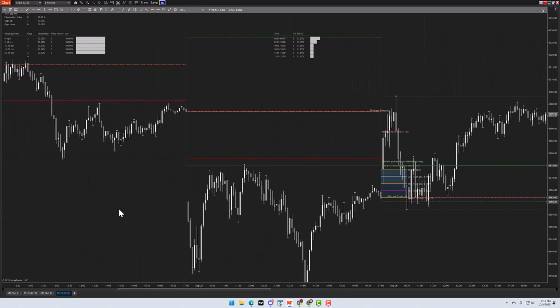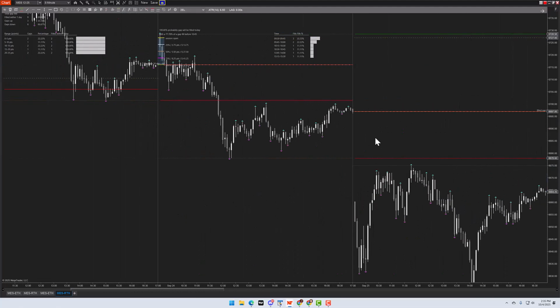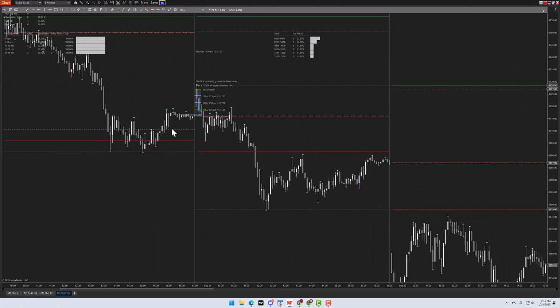Here, I don't know what happened here. It looks like there's a little bug in the software here. I've lost a day. I'm not sure why. I'll have TDI Dev take a look at that.